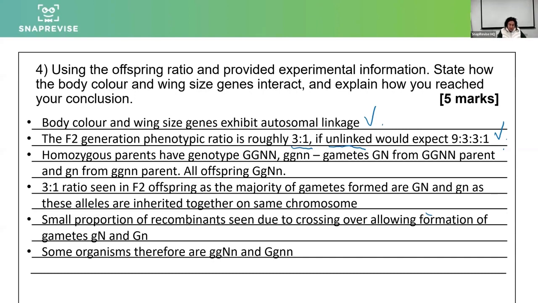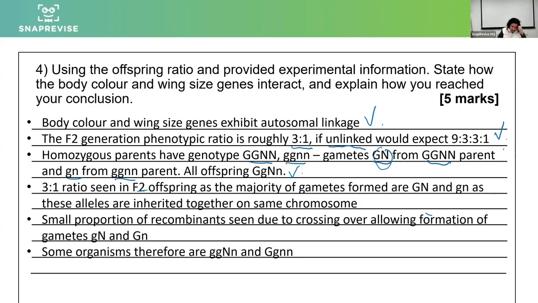Homozygous parents have these genotypes, and so the only possible gametes that they can produce are these. This gamete is from this parent, this gamete from this parent. Therefore, all offspring would be heterozygous for both traits. The 3:1 ratio that is seen in the F2 offspring, the F2 generation, is basically the second generation when you have crossed the offspring of one generation.